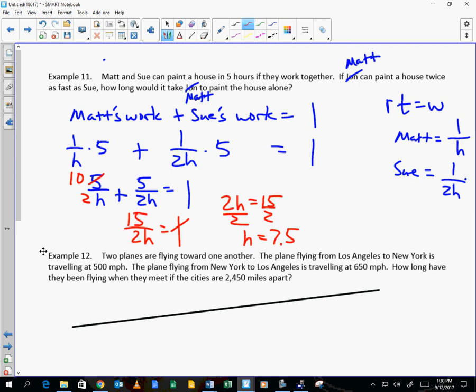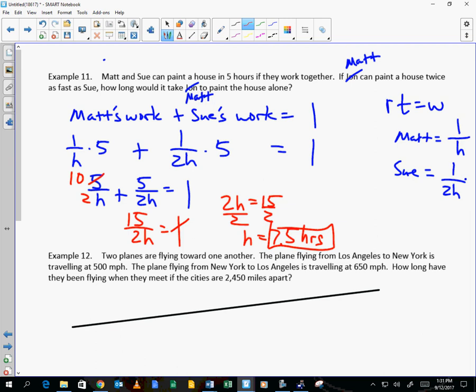Does that answer the problem? Yeah, if we plug this right in, Matt paints then one house every 7.5 hours. So I just cross multiplied. So I have 15 over 2h is 1, or 1 over 1. Cross multiply. So how long would it take Sue? 15 hours.